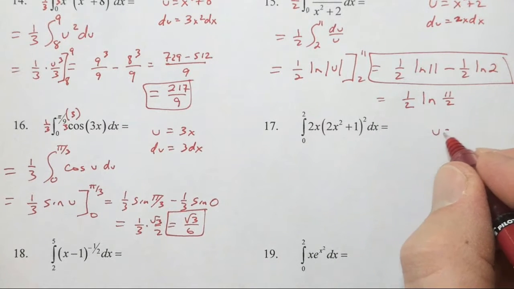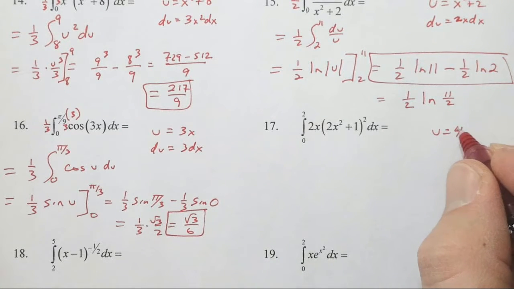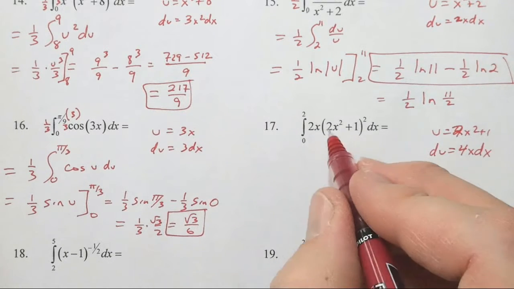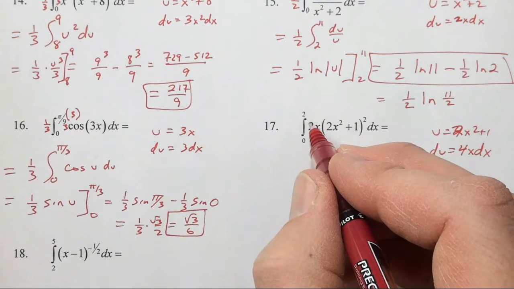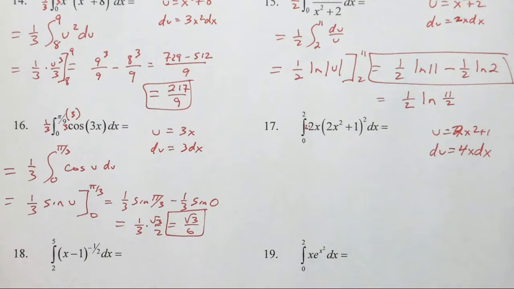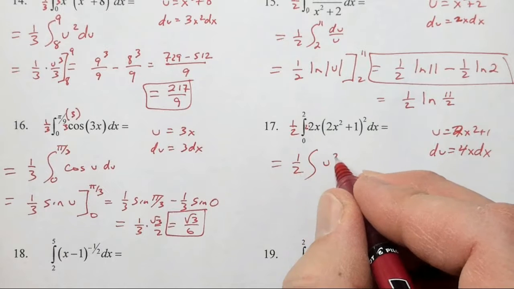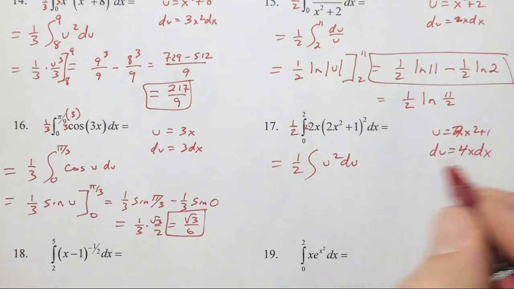17, u is equal to 2x squared plus 1. So du is equal to 4x dx. We have 2x dx. We need to double that. So we've got to multiply by 2, which means we need to have 1/2 on the outside. So we have 1/2 the integral of u squared du.